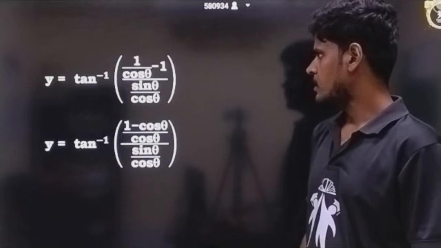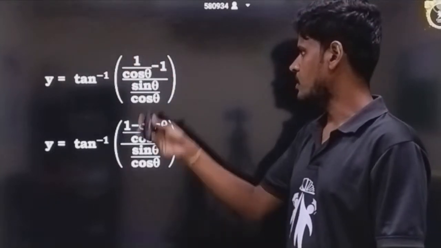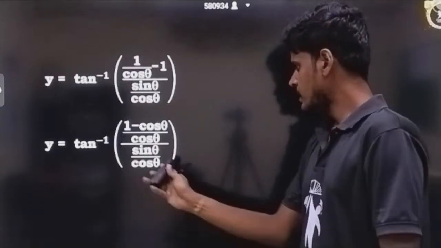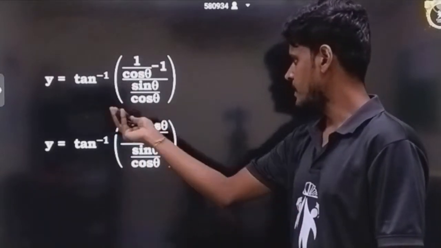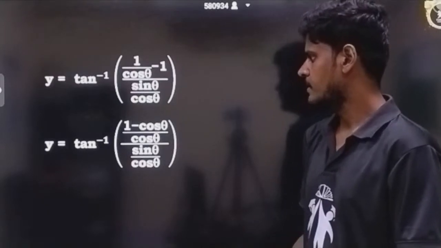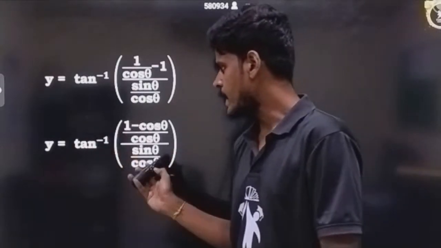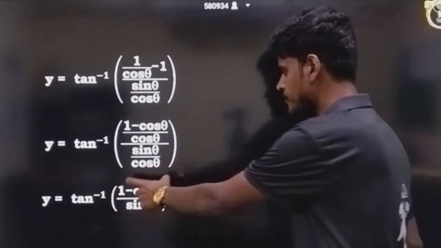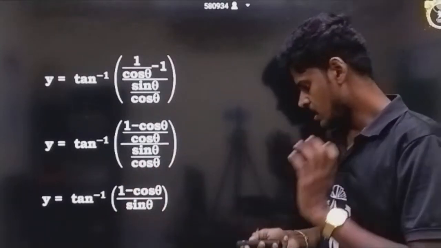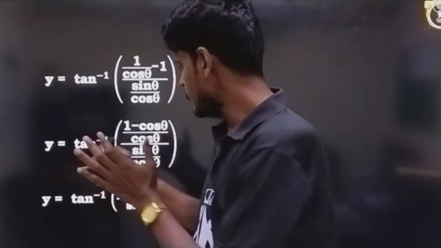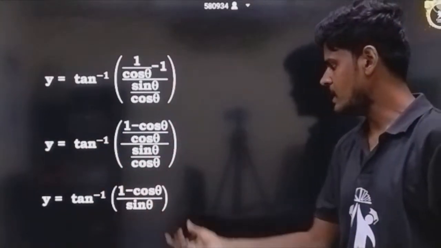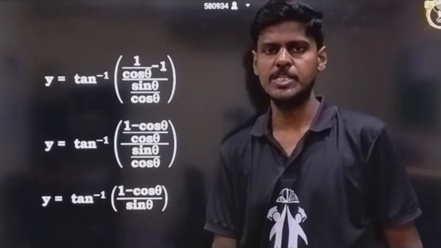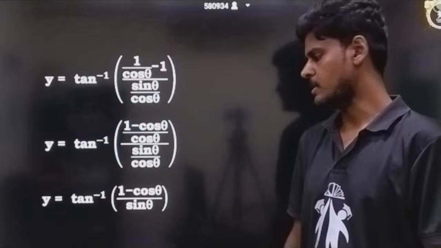Now take LCM in numerator, that will be 1 minus cos theta by cos theta. For denominator we have sin theta by cos theta. Here cos theta will get cancelled, remaining will be 1 minus cos theta by sin theta. So y is equal to tan inverse of 1 minus cos theta by sin theta. Again we have to simplify this. First from a bigger expression we have simplified it into some standard smaller trigonometric function. Now again we have to simplify this expression into further smaller terms.